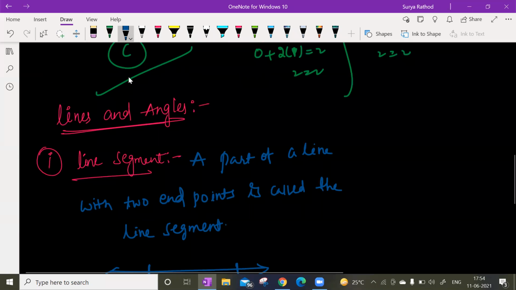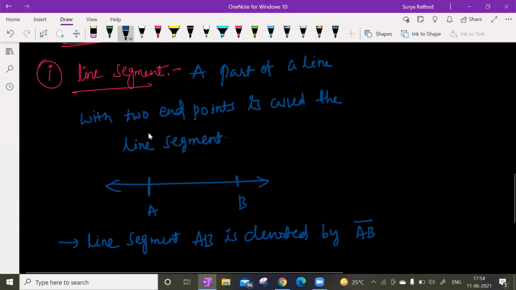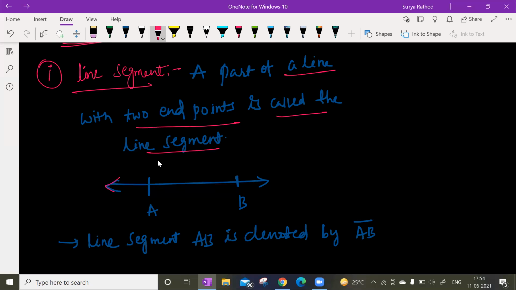Any doubt, guys? Look at this here now. First, line segment means what? It's a part of a line with two endpoints. This is my line. On this line, if I plot A and B points, this is going to be called a line segment. This is my endpoint here. This is my endpoint.